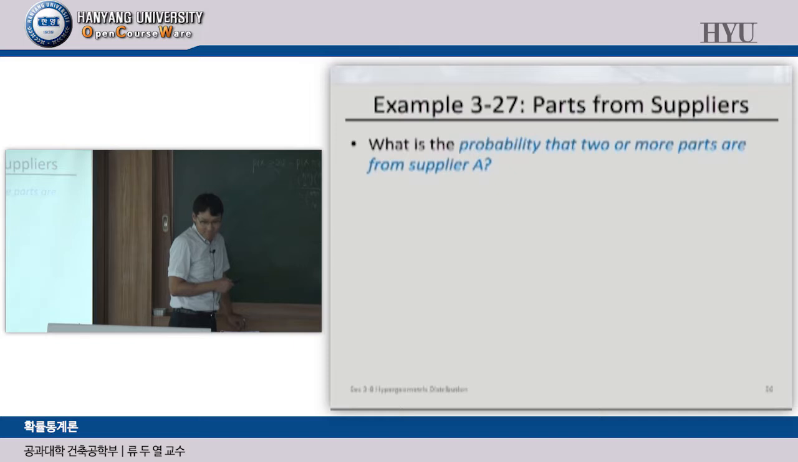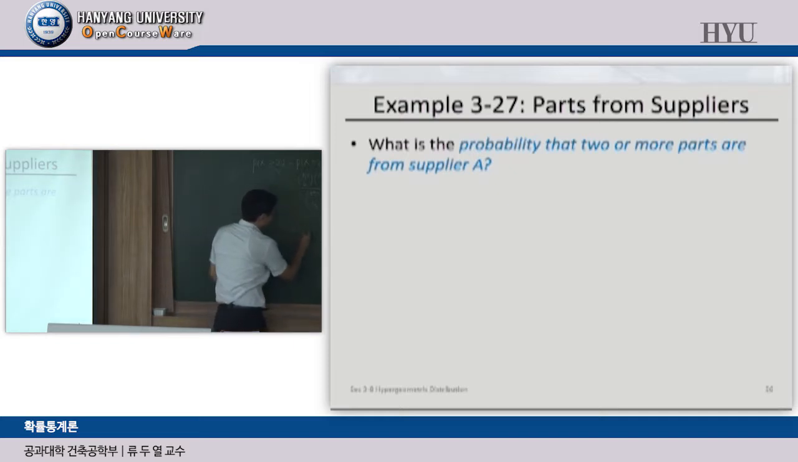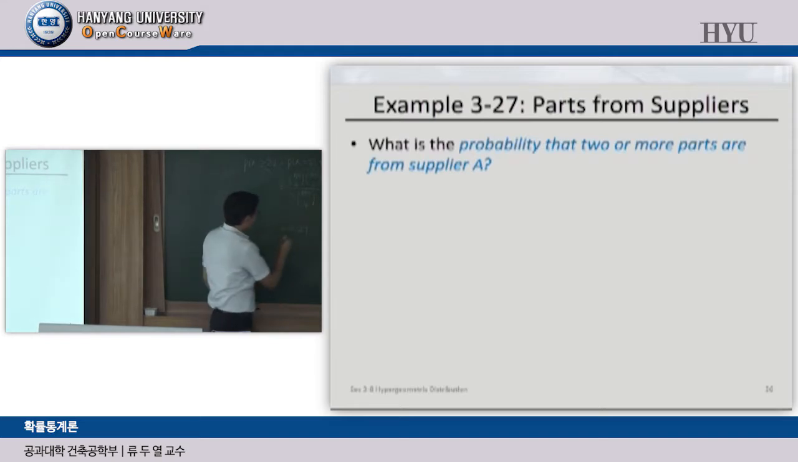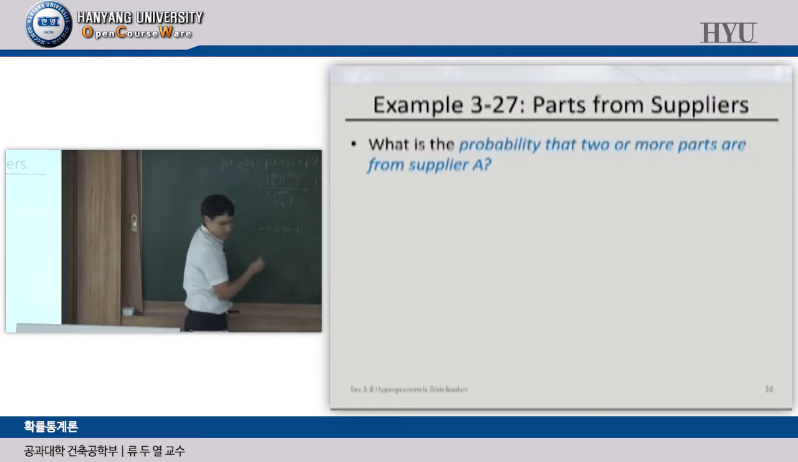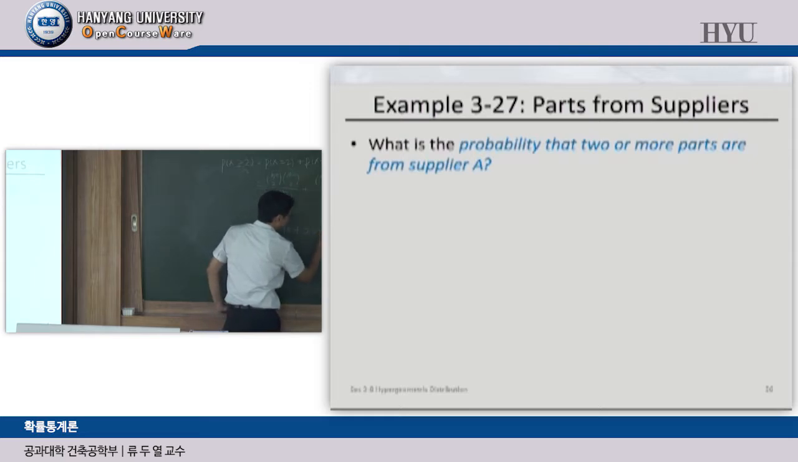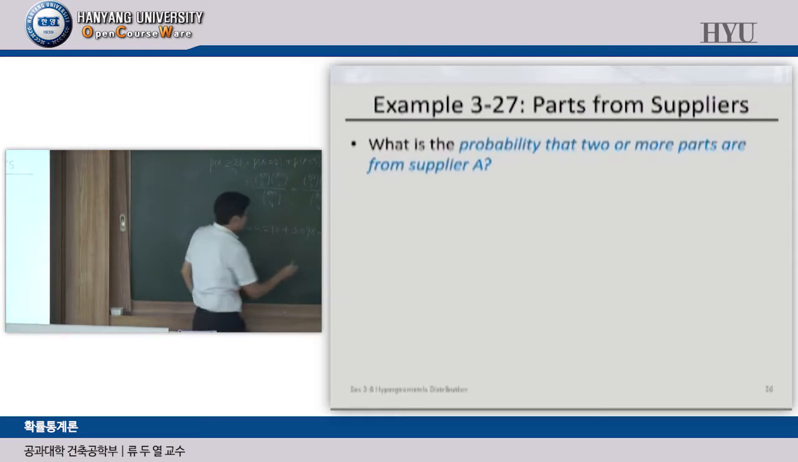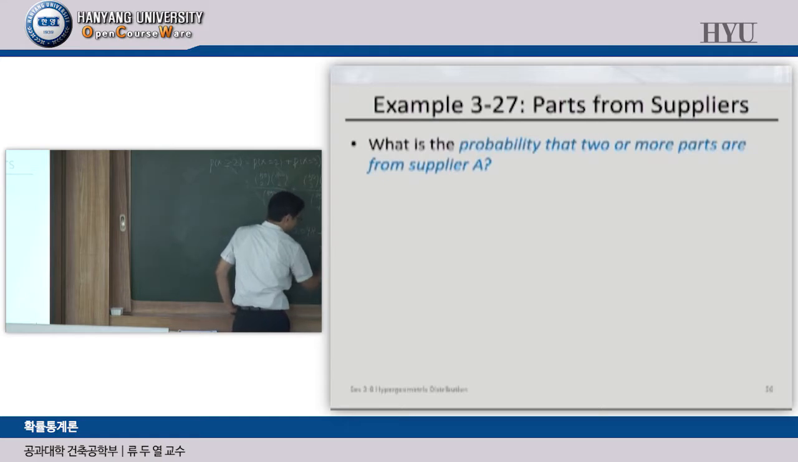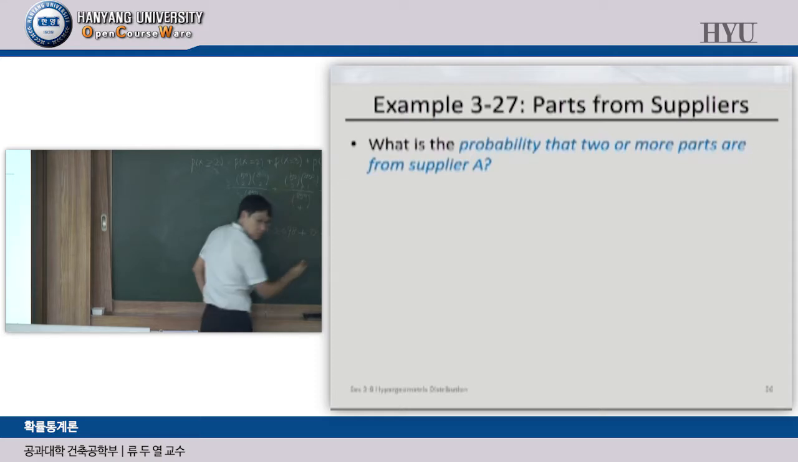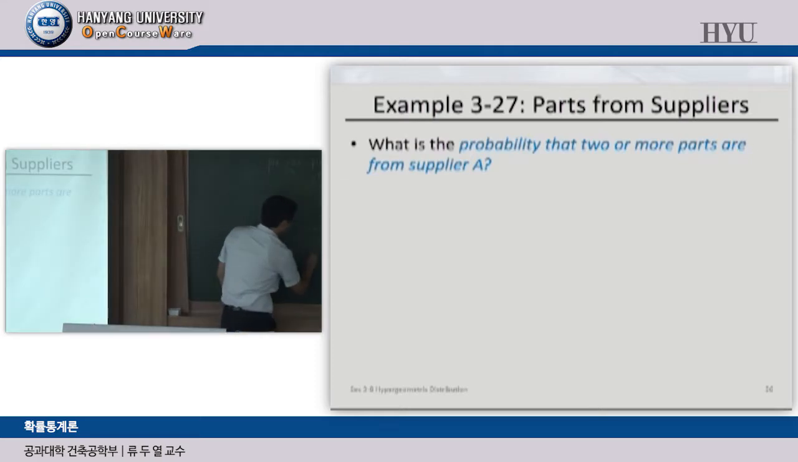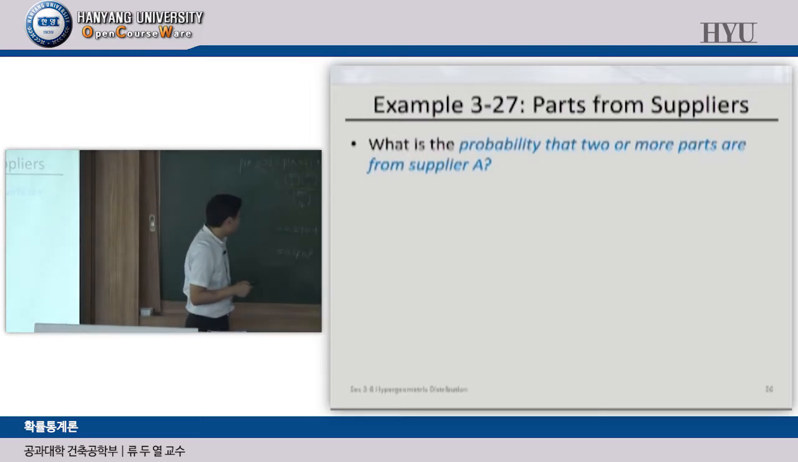So this will be 0.298 plus 0.098 plus 0.012, okay? And that is 0.408. Oh, sorry.